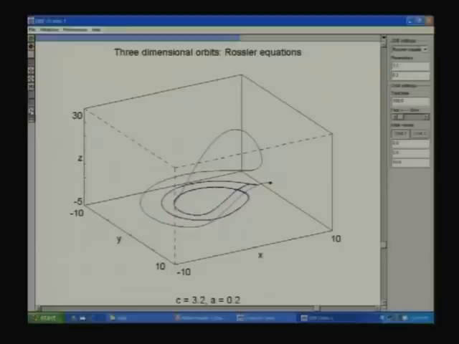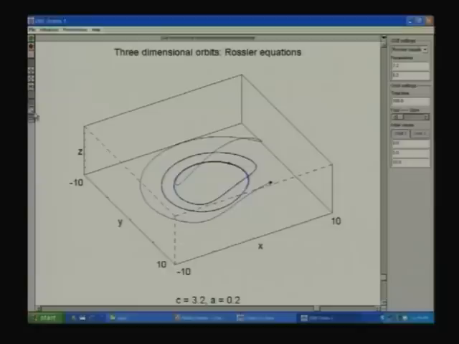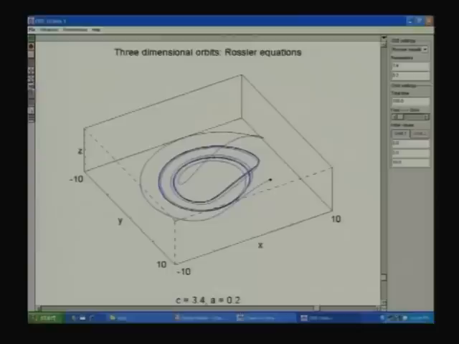Can you see that? Okay. I would prefer to turn it further. Yes, then it will be easier to see. Now I will make it 3.4. I am slowly increasing the parameter in steps. It is still a period 2 orbit.